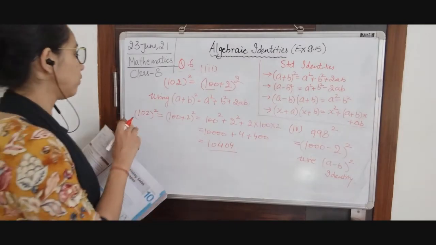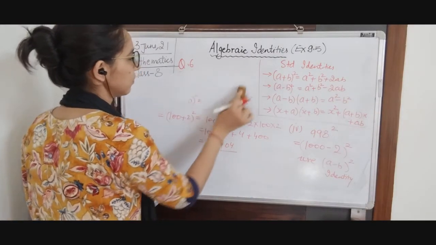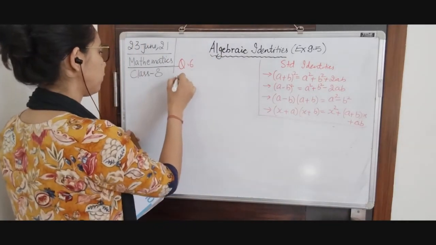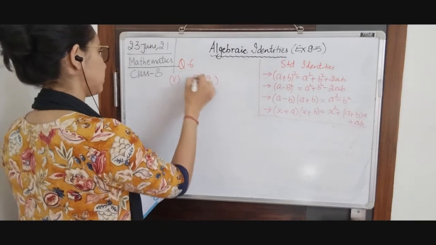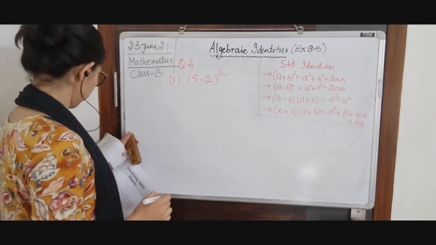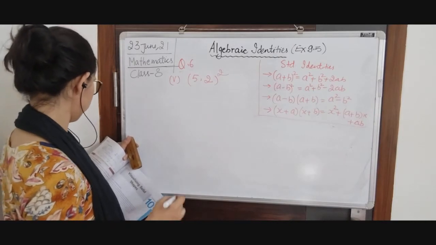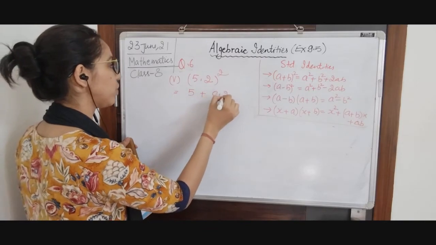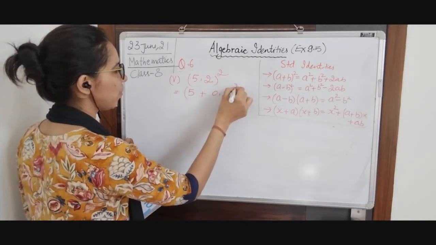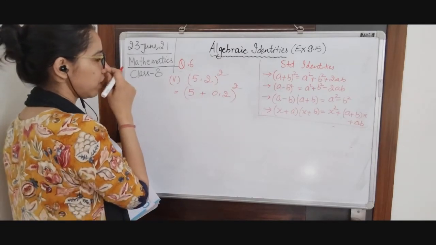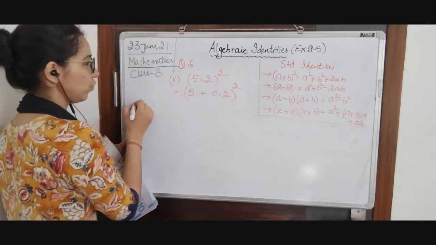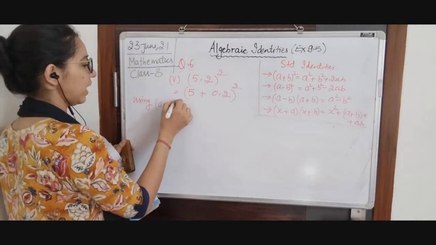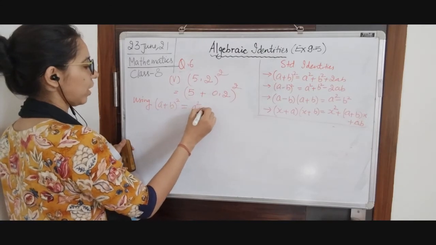The fifth one I am going to solve. The fifth one is a number in decimal, which is 5.2 whole square. So I can write it as 5 plus 0.2, (5 + 0.2) whole square. Which identity am I going to use? The first one. Every time I am going to write the identity I am using.